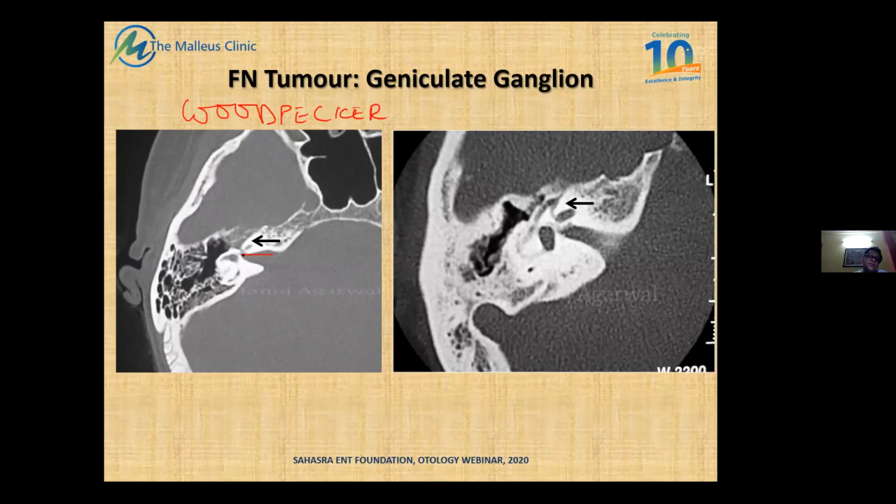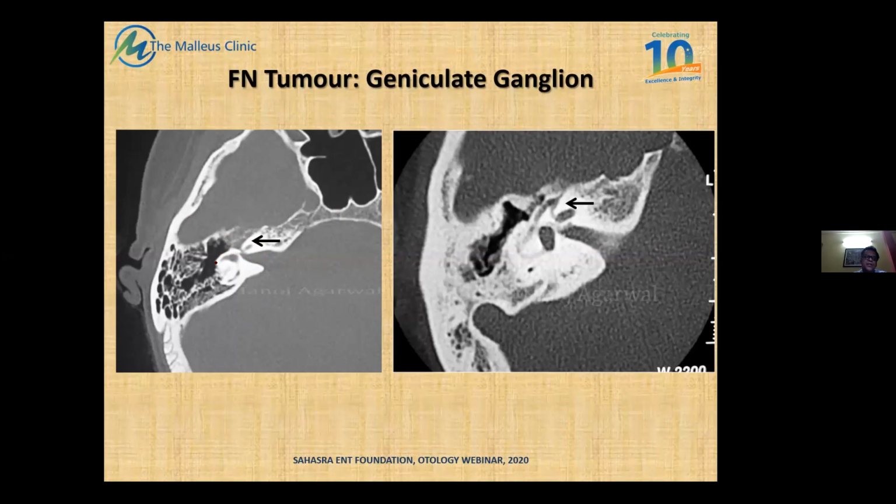Basically, the internal auditory canal, the labyrinthine segment of the facial nerve. Now imagine, suppose the geniculate ganglion tumor had not been there, this would have been like this and like this. So I'll just draw the woodpecker for you. So the woodpecker would have been the tympanic segment of the facial nerve, the geniculate ganglion, the labyrinthine segment, and the internal carotid artery. Apparently this looks like a woodpecker, and it's called the woodpecker sign. Anyway, I'm not particularly fond of it, so I did not mention it.